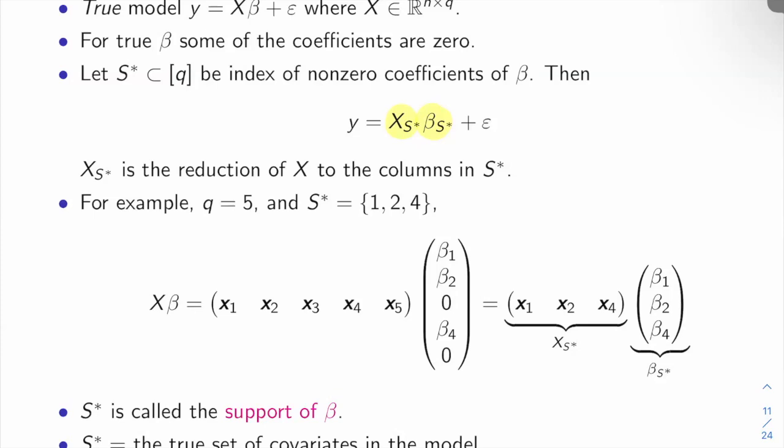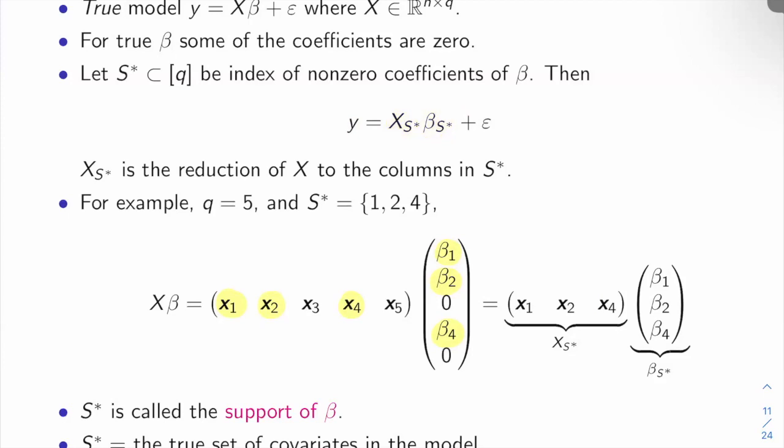So X_S* just takes all the columns that are indexed by S*. Beta_S* just removes these zeros. Just look at the coordinates of beta that are indexed by S*. So the actual model is y is X_S* beta_S*. X_S* just picks these columns, and beta_S* is the one that picks the rows associated with those. So this is really the actual model, but I don't get to see S*.